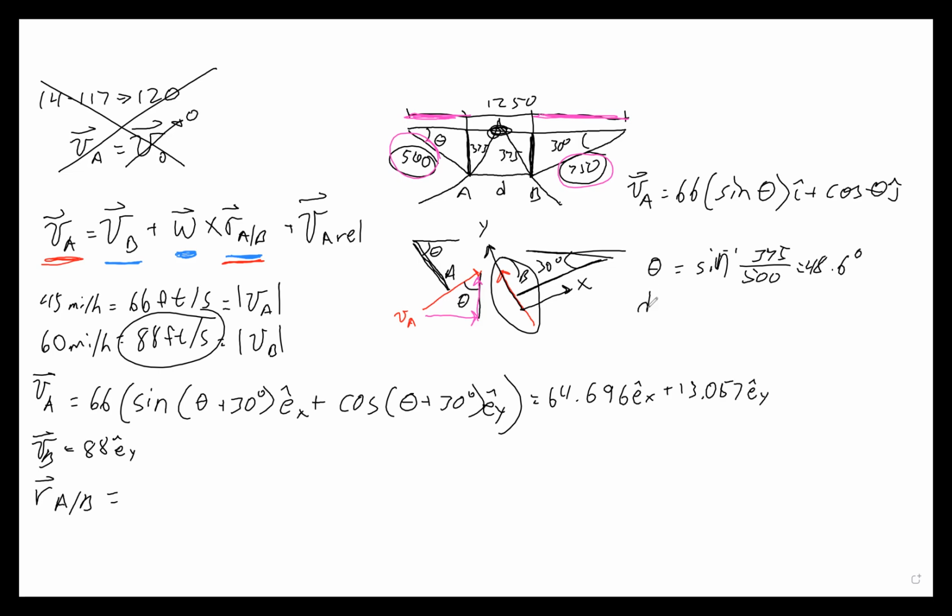I'll give you the answer. D is equal to 269.76 feet. Okay, so that's the answer. See if you can get that calculation. All right, that means that the distance of A relative to B, A is to the left of B, that means it's negative 269.76 feet in the I hat direction.